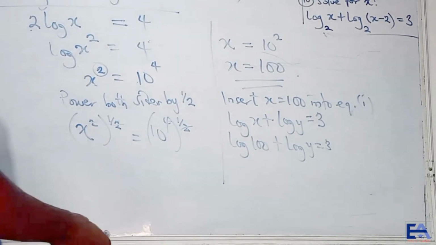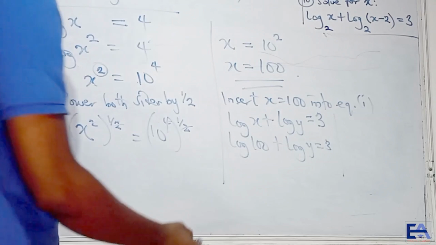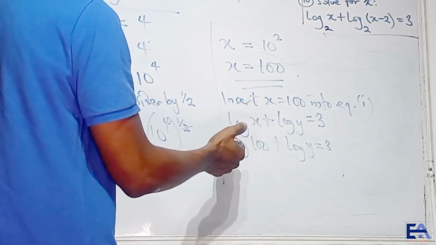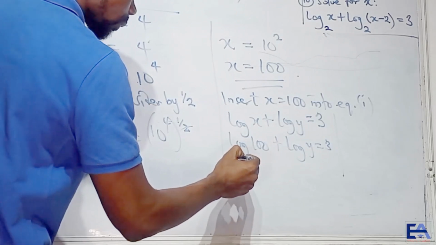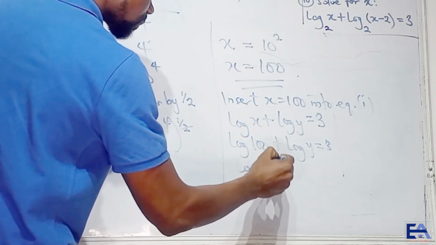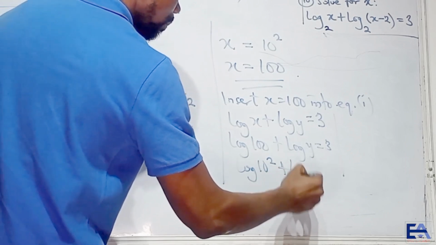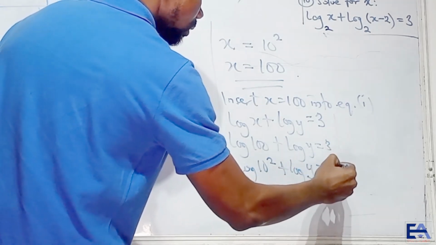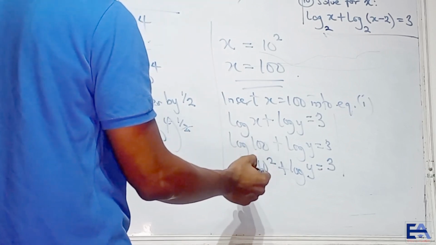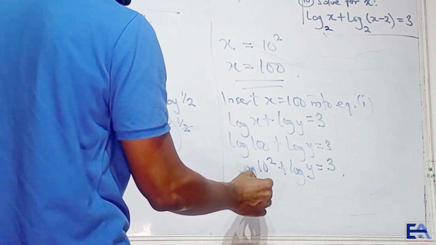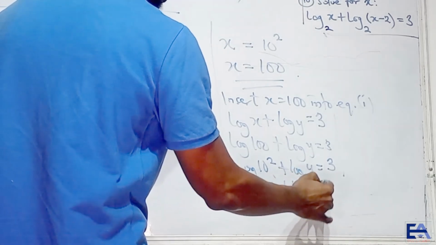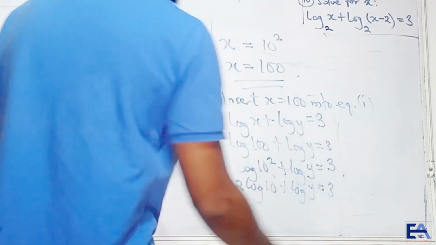All right? So in that case, log 100 is actually 2. You know why? Because 10 raised to power 2. So we can have it as log 10 raised to power 2 plus log y is equal to 3. Then we make it like 2 log 10 plus log y equals 3, right?